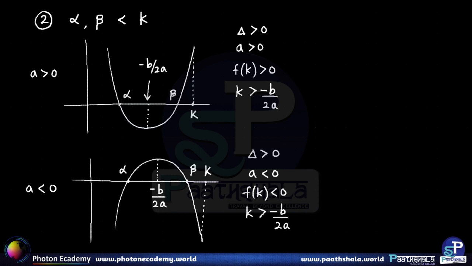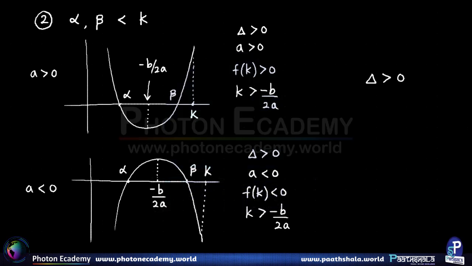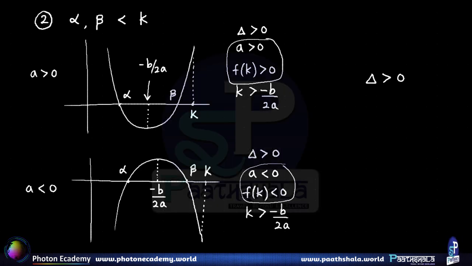So now let us merge these both sets into a single final set. As we know, delta has to be greater than 0 to have two roots. Then if you observe, in the first case both a and f of k are positive, whereas in the second case both a and f of k are negative. So we can merge them into a single condition and say that the product of a and f of k must be positive. So that is where we have the second condition.